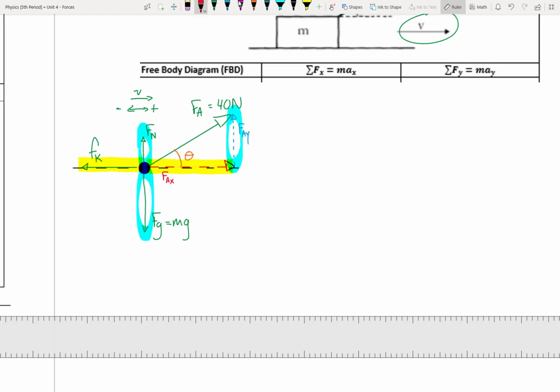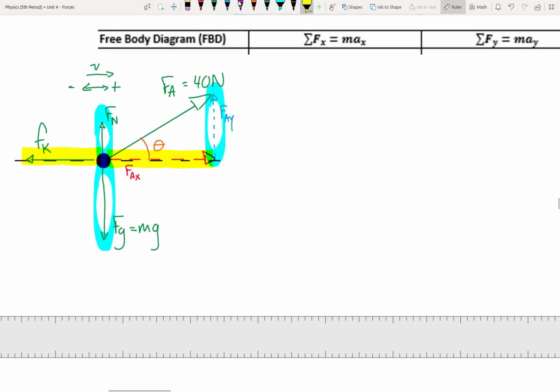Okay, here we go. In the x direction, we're just looking at what I've highlighted in yellow, x direction stuff. I'm going to call to the right positive. So that means I'm going to have Fa in the x direction, that's positive, minus Fk equals mass times acceleration in the x direction. Now, we also know our acceleration in the x direction is 0.